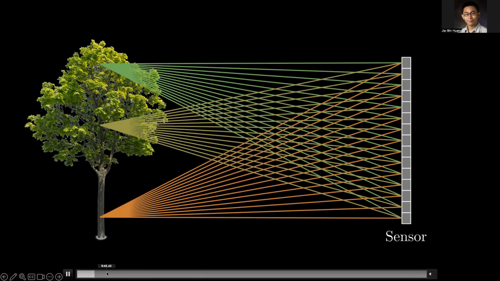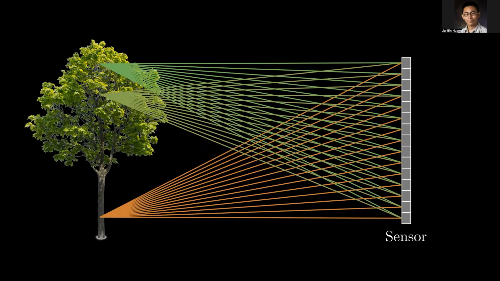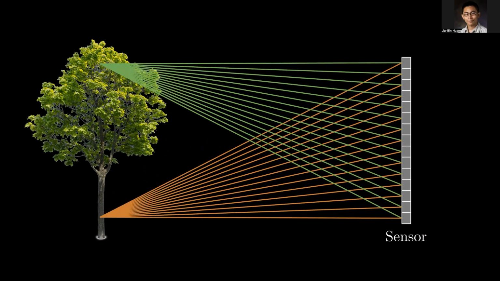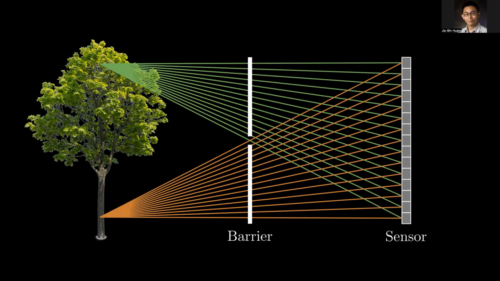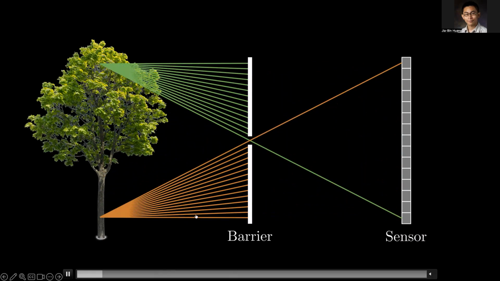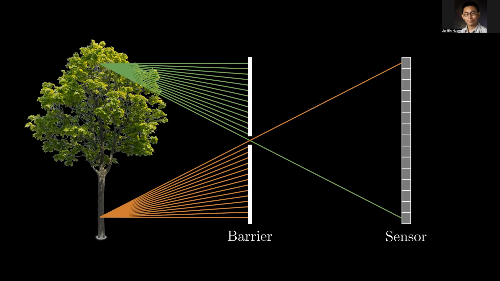So every sensor receives light from everywhere, so it becomes blurry, right? Let me accelerate this. The idea is to introduce a barrier. Now this barrier is called a pinhole, and the size of the opening is called the aperture.